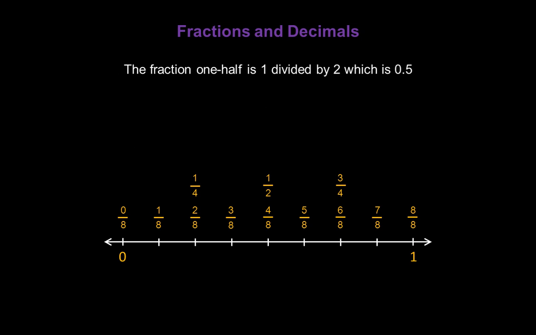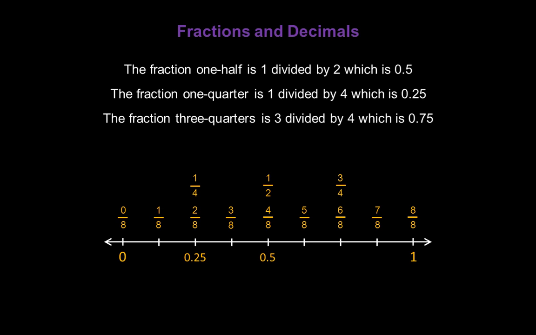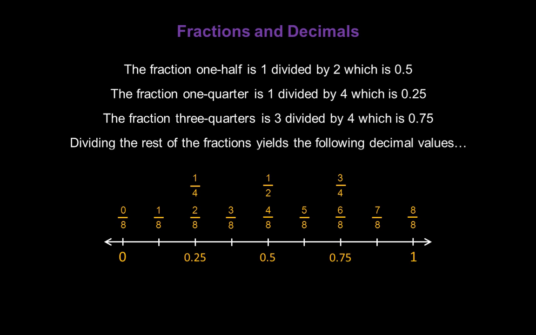The fraction 1/2 is 1 divided by 2. And if we divide 1 by 2, we get the decimal 0.5. The fraction 1/4 is 1 divided by 4, and that would give us 0.25 as a decimal. The fraction 3/4 is 3 divided by 4, which is 0.75.